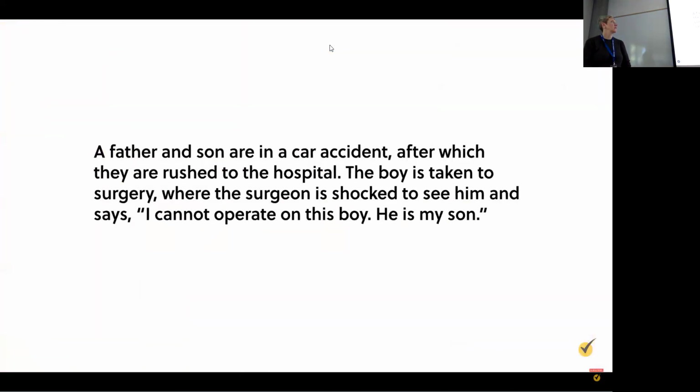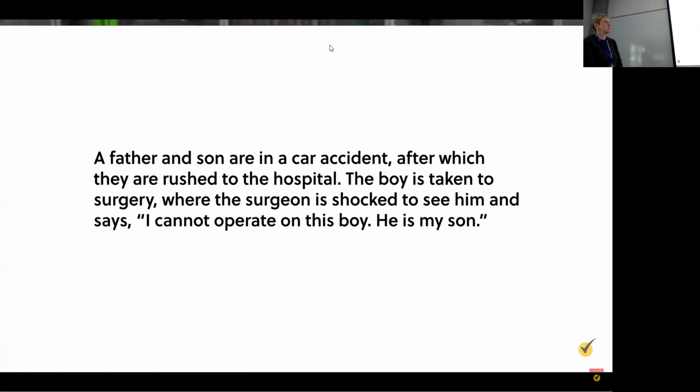A father and son are in a car accident, after which they're rushed to the hospital. The boy is taken to surgery where the surgeon is shocked to see him and says, "I cannot operate on this boy, he is my son." Now, how is this possible? Many are stumped by this riddle at first. Wasn't the father just in a car accident?